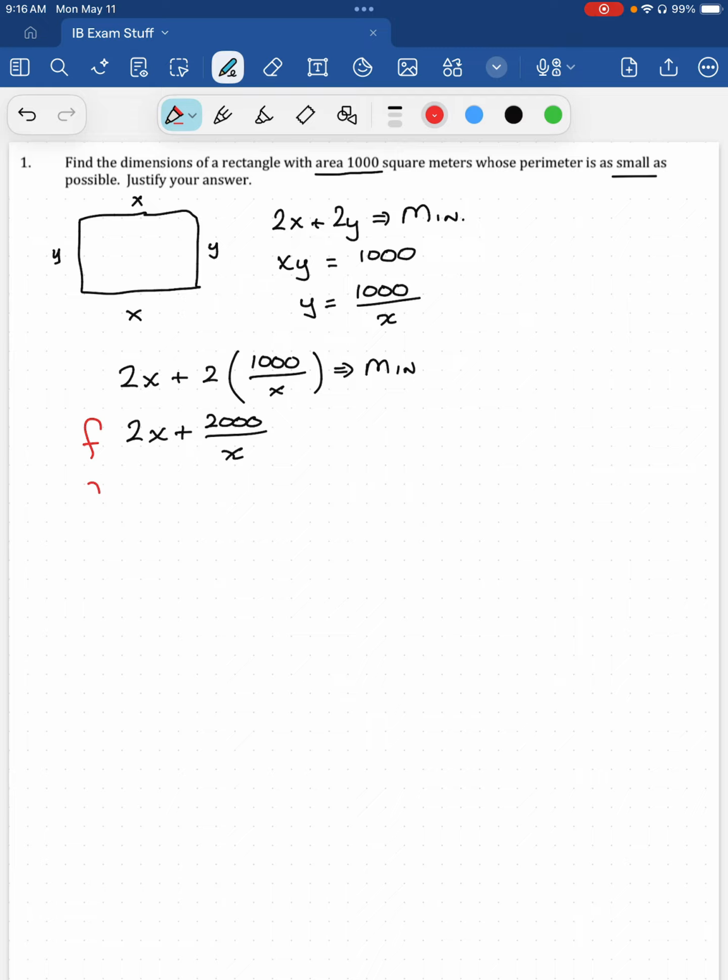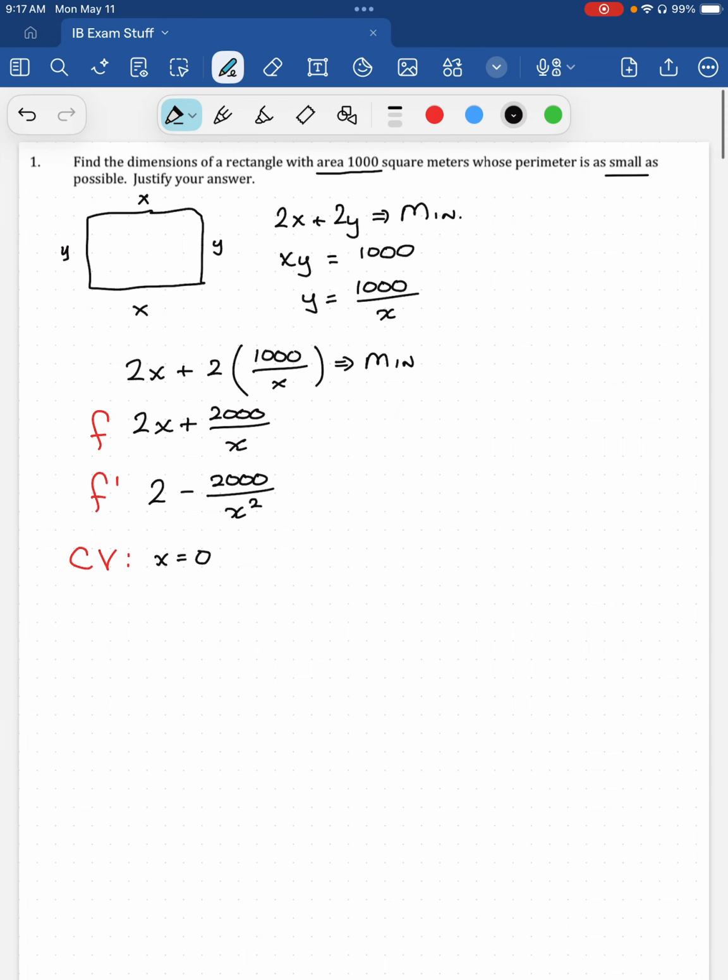So the next thing we're going to need is the derivative. The derivative of that thing is 2, and 2,000 x to the negative 1 becomes minus 2,000 over x squared. So from our derivative, we're going to find our critical values. So the first of our critical values is what would make this undefined, so x equals 0. Now, that one doesn't count because it would make a rectangle with no width, so that isn't going to apply to this problem, but technically it is a critical value.